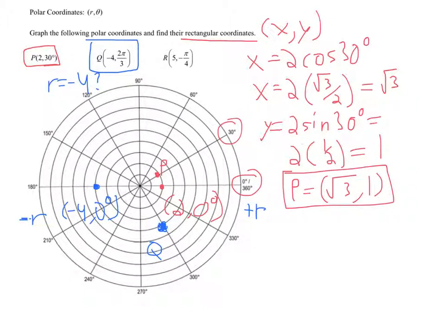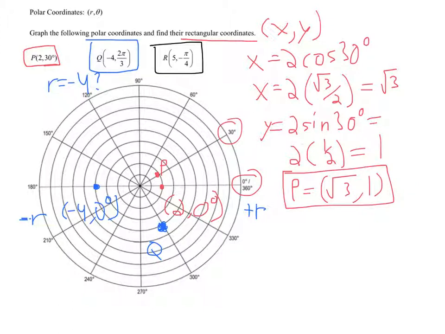So that's another way you can take a look at polar coordinates with a negative R value. Okay. Now let's do one more. R is 5 comma negative pi over 4.